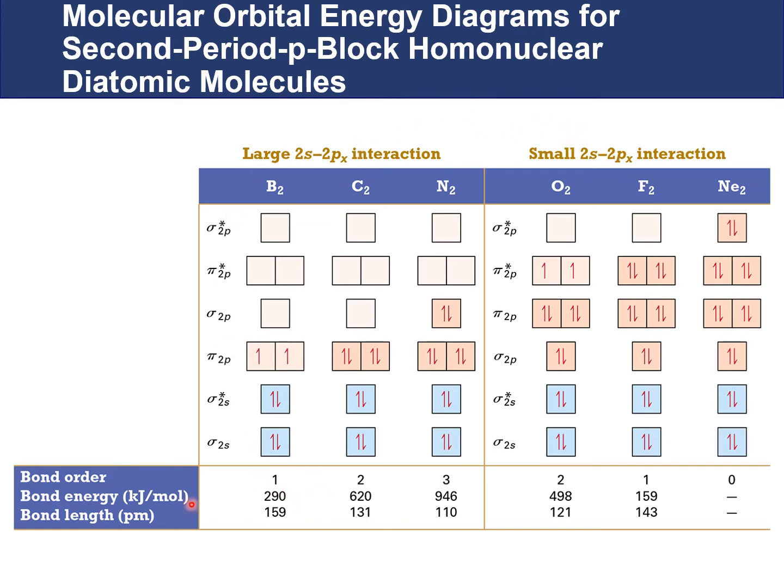For carbon, the bond energy, the amount of energy that it would take to break apart the diatomic, is 620 kilojoules per mole versus oxygen, which is 498 kilojoules per mole.